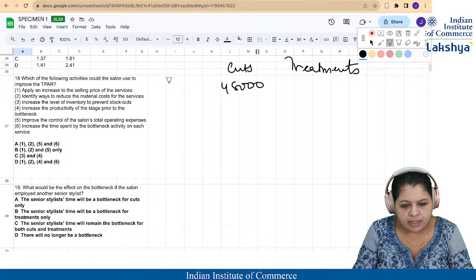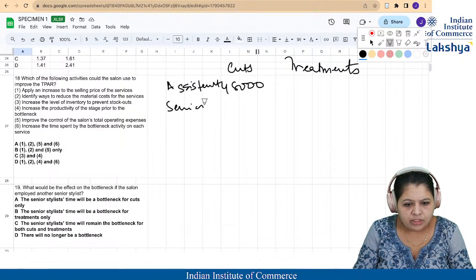48,000 for an assistant. This is the first person who washes the hair, right? And then there's a senior who is styling it.